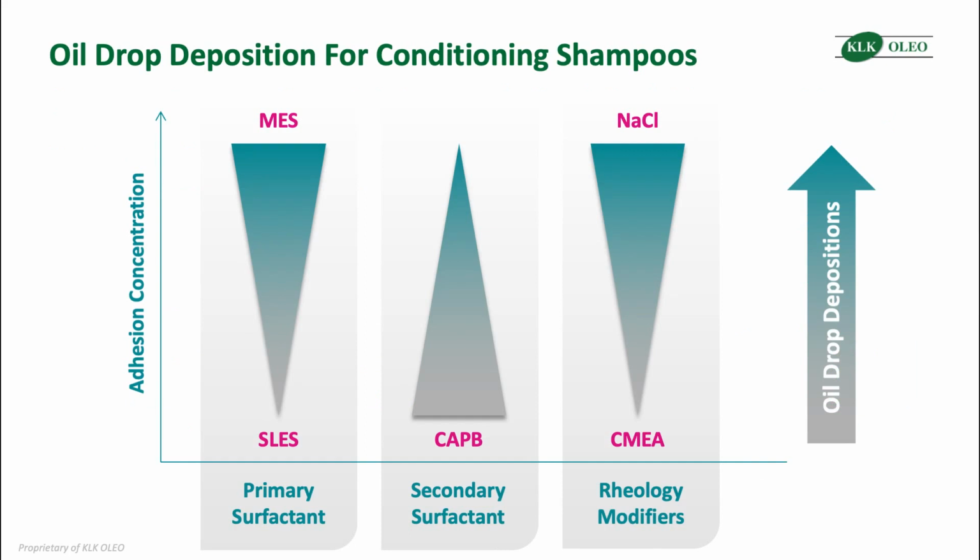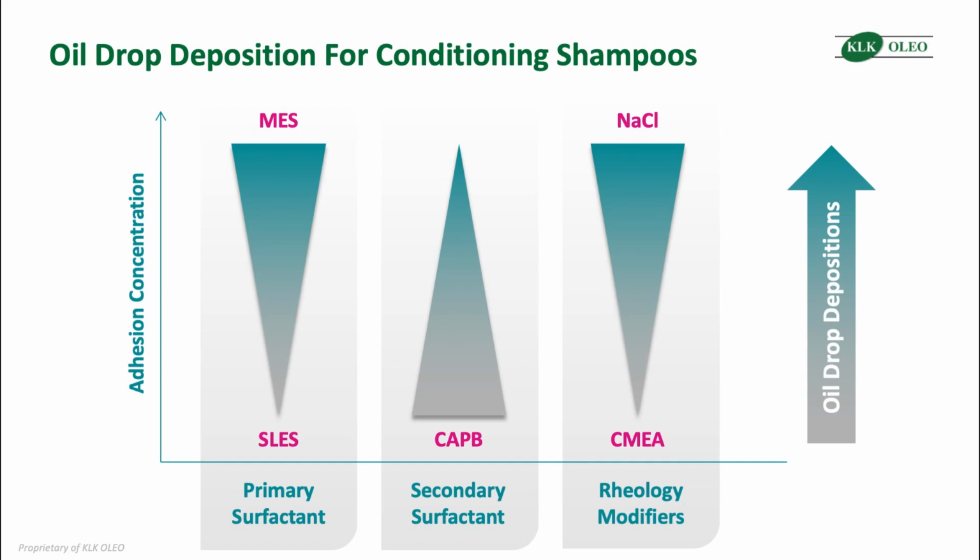To summarize the first part of our presentation, adhesion concentrations were measured using the drop press method and by visualizing oil drops on a human hair using a fluorescent microscope. Higher adhesion concentrations mean more oil drop deposition. MES-based surfactant systems provide more oil drop deposition than SLES-based surfactant systems. Although Cat B is often used as a secondary surfactant in hair shampoo, it is actually detrimental towards oil drop deposition for MES and SLES-based surfactant systems.